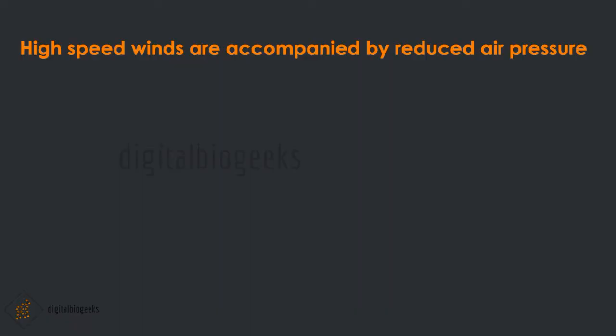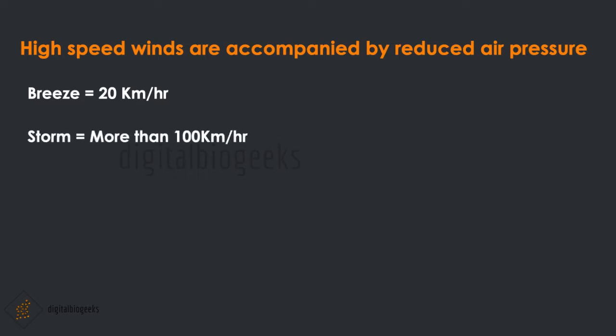When air moves from one place to another, we call it wind. When the wind is blowing up to 20 km per hour, we can call it a breeze. It is slow wind. But when the wind flows at a speed of more than 100 km per hour, we can call it a storm. A storm is a strong wind. We have already learned about air pressure. Now let's understand how high-speed wind is accompanied by low air pressure.